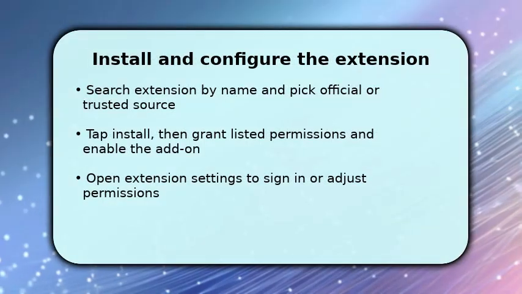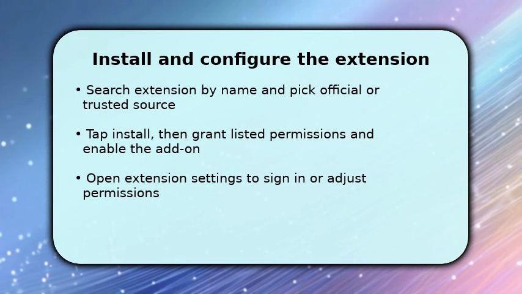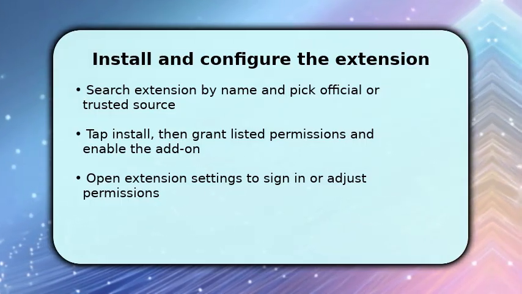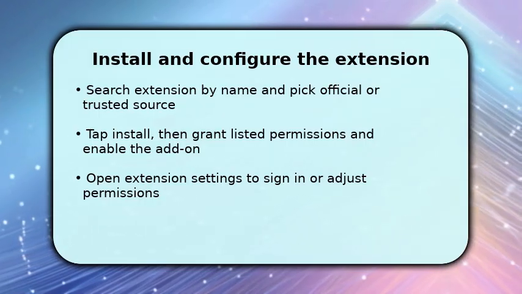Once the browser is prepared, search for the extension by name and select the official or well-reviewed listing. Trust matters because mobile permissions can be broad. Tap Install and follow prompts. Grant only the permissions required for the feature you need.